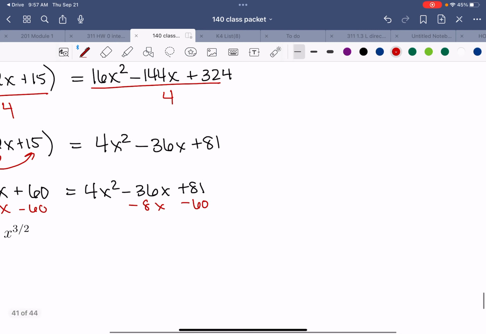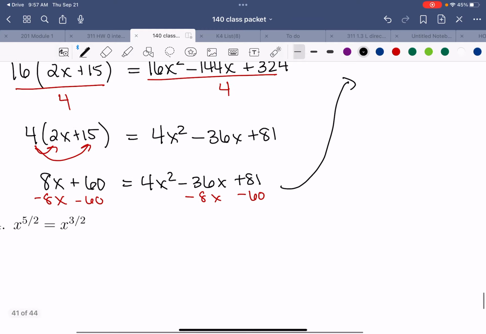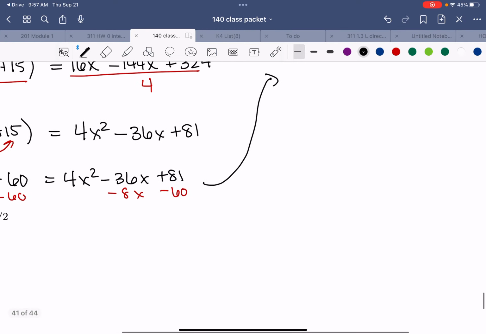And then I'm running out of room, so I'm going to go this way. That's going to give us 4x squared. 36 minus 8, they're both negative, so that's going to be negative 44x. And 81 minus 60 is plus 21. All right, let's see if it's factorable.